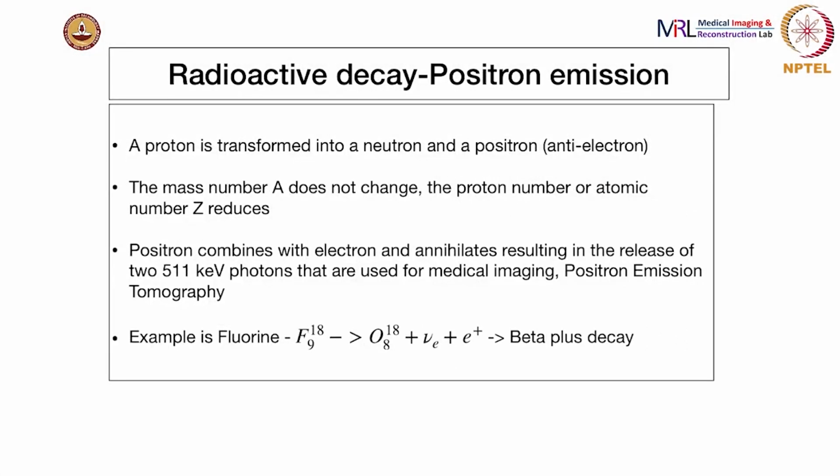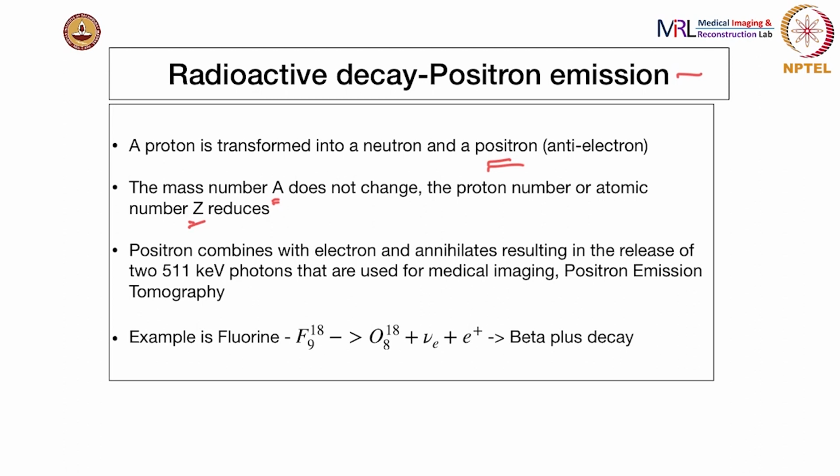There are several types of radioactive decay. We will look at two which are commonly used in nuclear medicine or in radionuclide imaging. One of the modes of radioactive decay is positron emission. In this case, a proton transmutes into a neutron and a positron. A positron is nothing but the antiparticle of the electron: same mass as the electron, opposite charge. The mass number A does not change. Capital A typically refers to the mass number and Z refers to the atomic number. Since a proton is transformed, the proton number reduces.